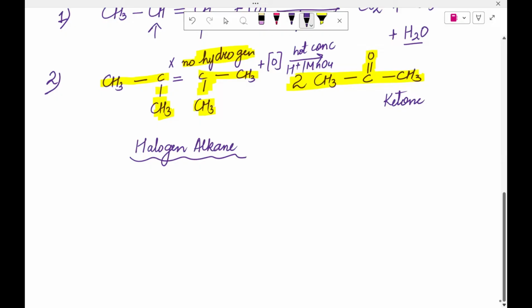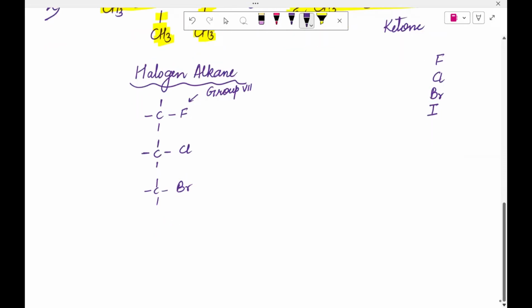First of all, we know that this is carbon and it has made a bond with fluorine. They belong to group 7. We know group 7 elements are fluorine, chlorine, bromine, iodine. So now this is fluorine, this is bromine, and this is iodine.